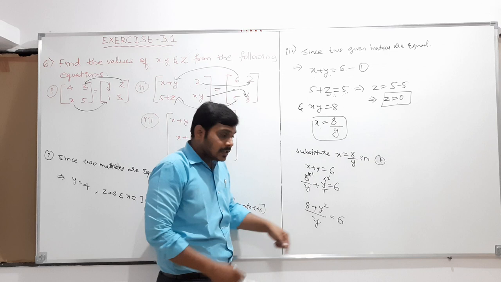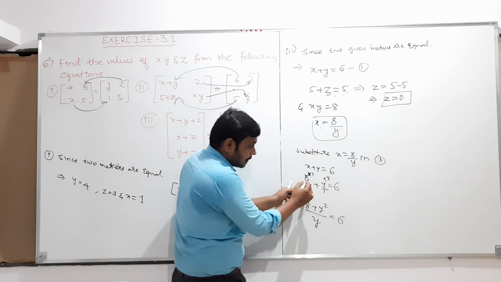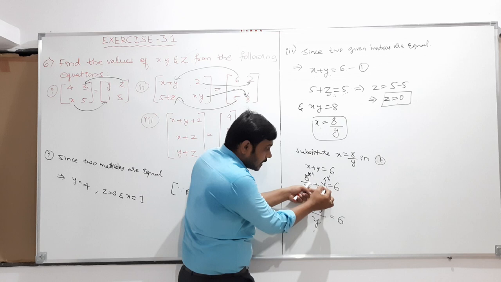So therefore here, to y, which number should I multiply so that I get y? If I multiply with 1, I'll get y. So I'm multiplying the numerator with 1. Similarly here it is 1, so if I multiply it with y, then I get the LCM as y. So I'm multiplying the numerator 1 into y. So this is y.